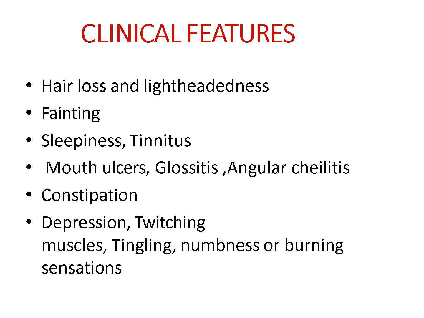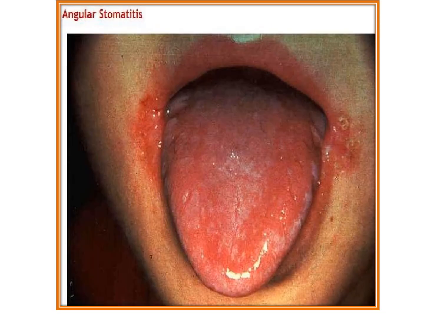Hair loss, fainting, sleepiness, tinnitus, mouth ulcer, glossitis, angular cheilitis, constipation, depression, twitching muscle, tingling, numbness or burning sensation are some important clinical features of anemia. This picture showing angular stomatitis is an important sign of anemia.